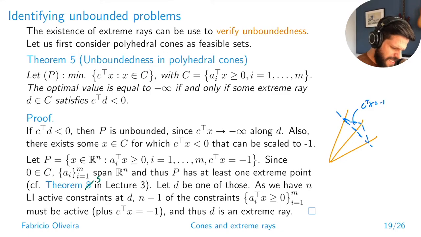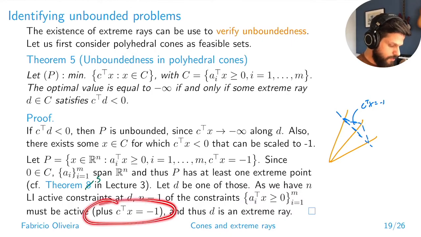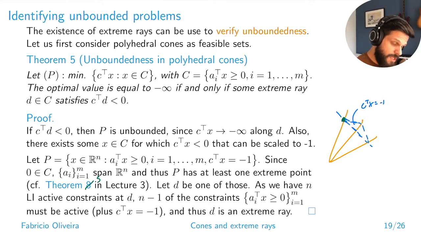So basically what this is saying is that this set is going to have extreme points, and I'm picking one of those, maybe this, maybe this, maybe this. At this point, we have n linearly independent active constraints, which are n minus one of those original constraints, plus the additional constraint that is cutting it transversely. So if you think of my d as this one, I have as active constraints the one cutting the cone transversely, and then this facet and the back facet. So n minus one constraints of the original polyhedral cone, plus this additional constraint, which is the transversal cut.